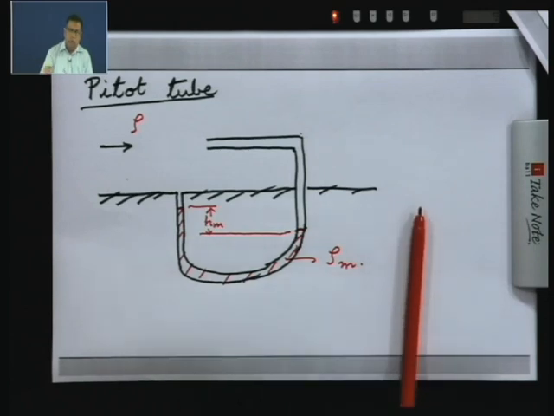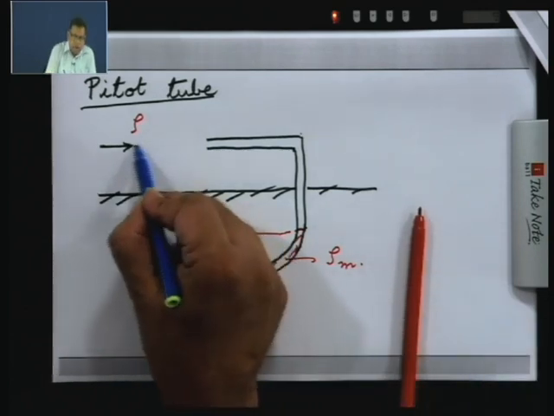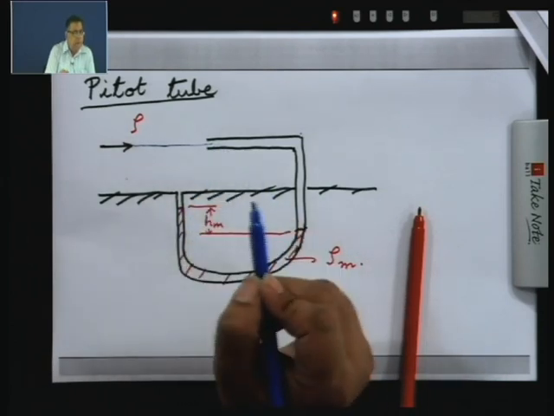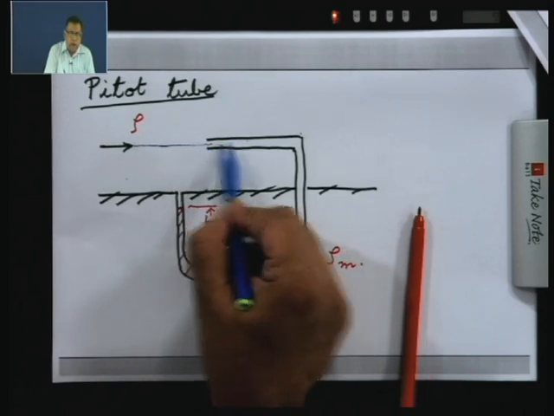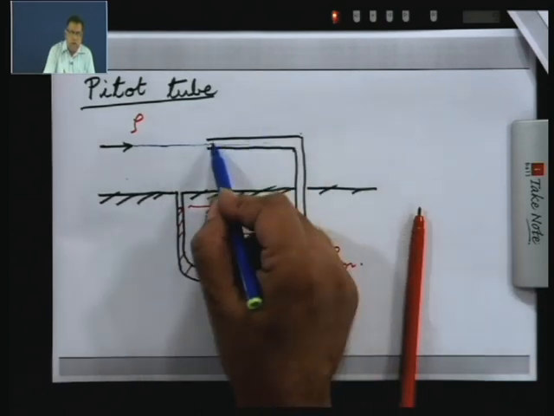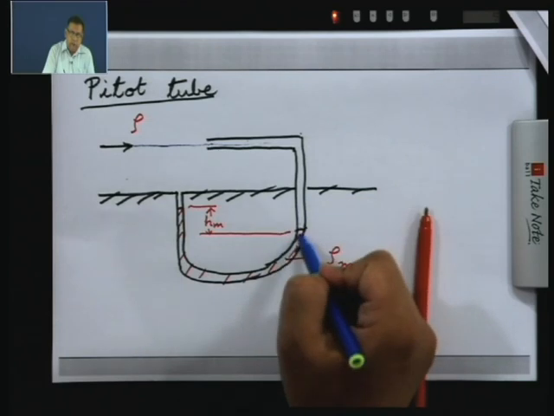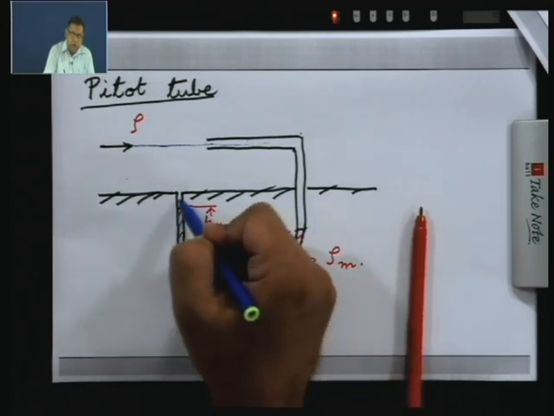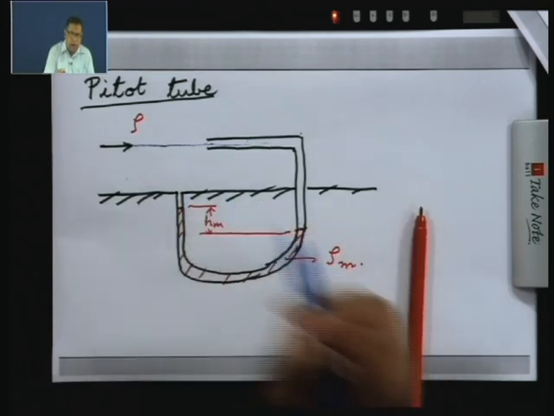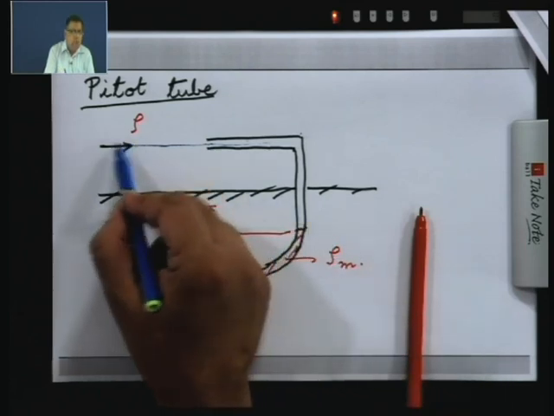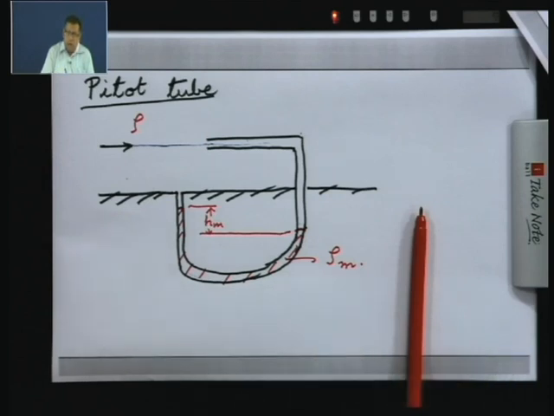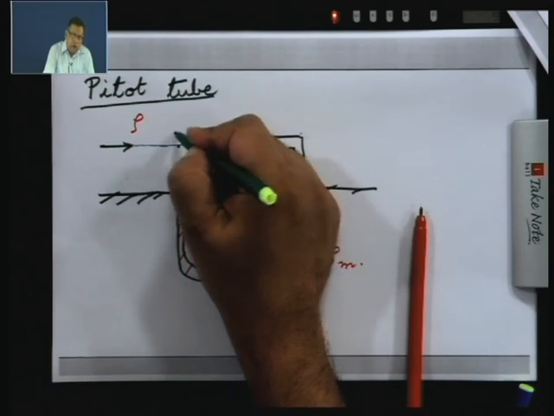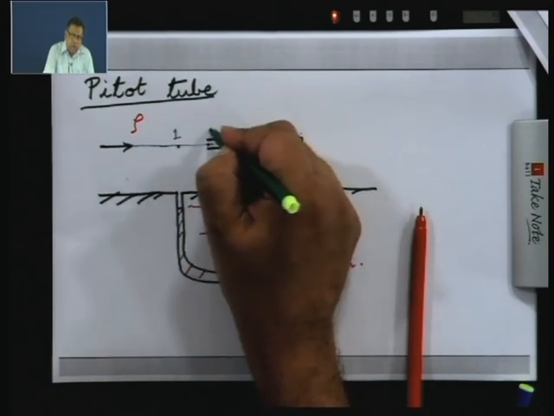Now, if you consider this particular streamline, if the tube is aligned with the direction of the flow, the streamline will come like this, and the fluid which is inside the tube will be at rest. This manometer liquid will also be at rest, as well as this column of fluid. So, there are two fluids, one is the fluid which is flowing over the wall, and the other is the manometer fluid. Now, let us say there is an inviscid flow, and we will apply Bernoulli's equation between this point, which we will call 1, and this point, which we will call 2.